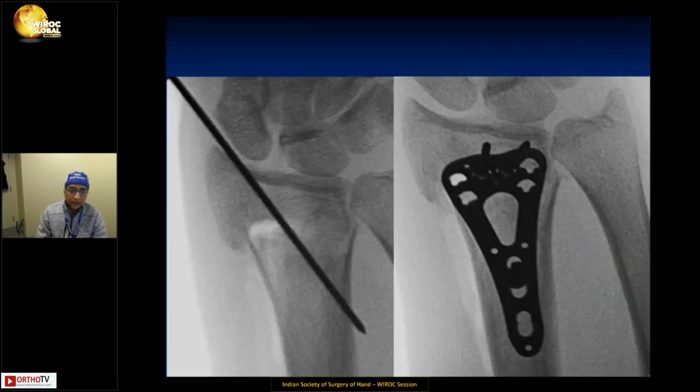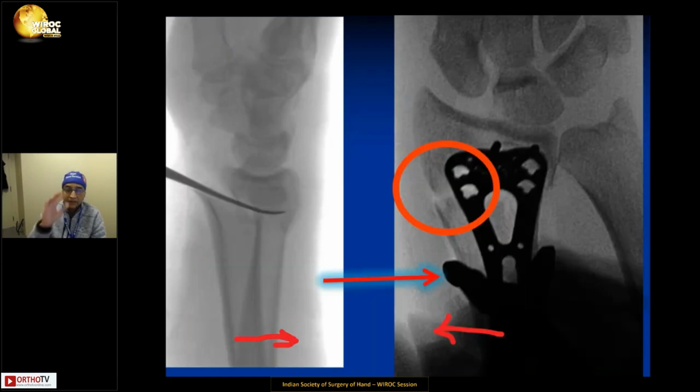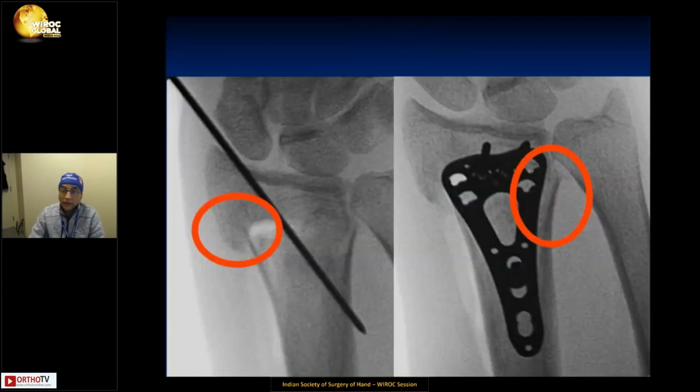This was a case being done by someone else while I was in another room. And you can see that the fracture has been reduced, but not completely. You can see that the radial length has not been restored. More importantly, the DRUJ is incongruous. So once this was fixed by another person, they realized that when they tried to supinate and pronate the forearm, there was clunking, which means the reduction was inadequate.